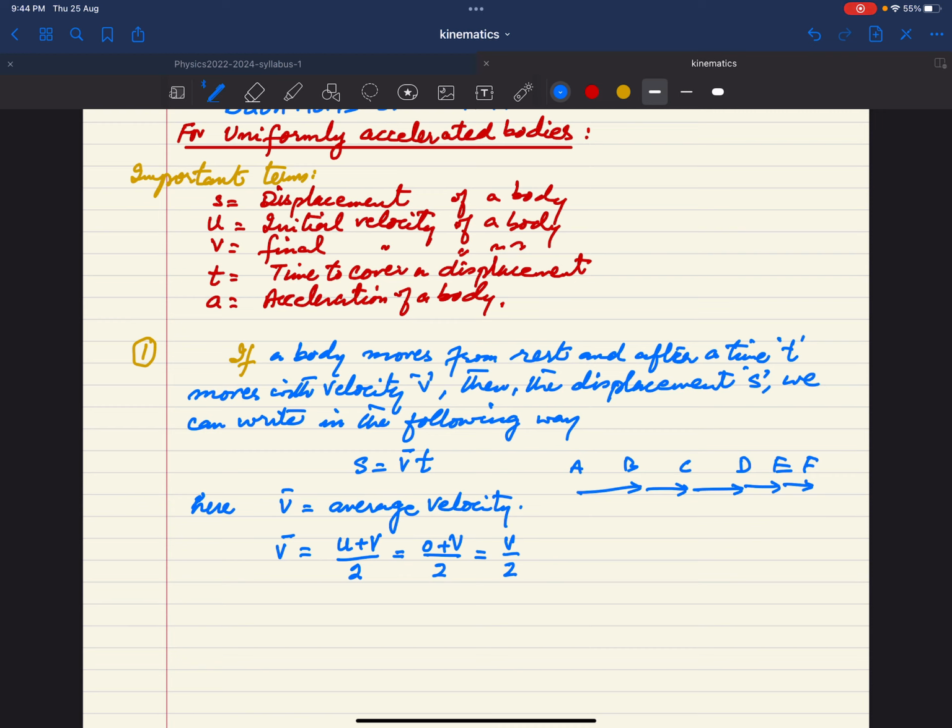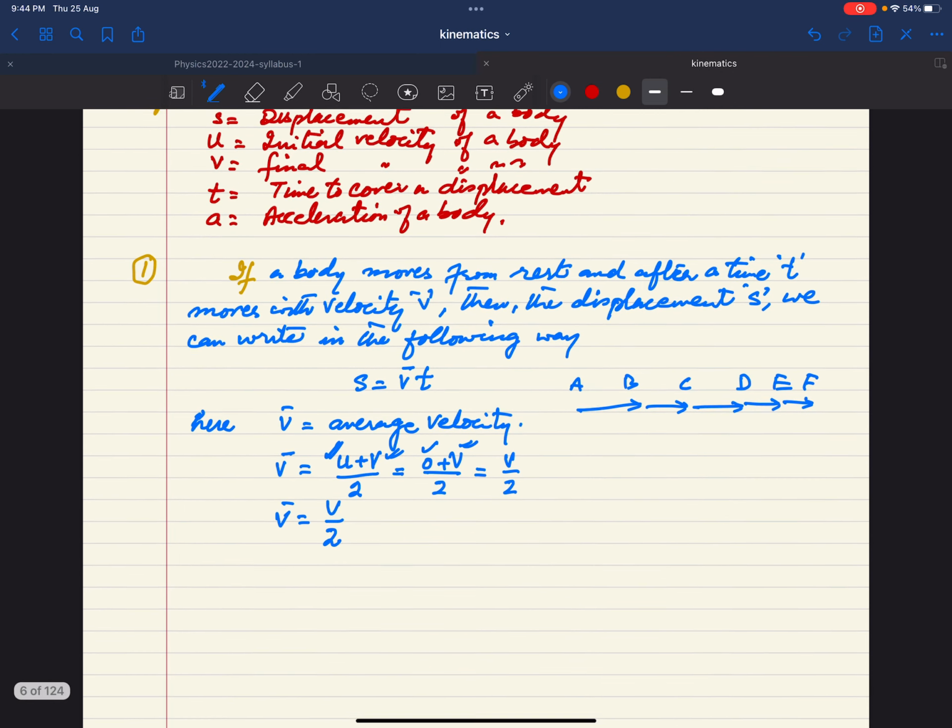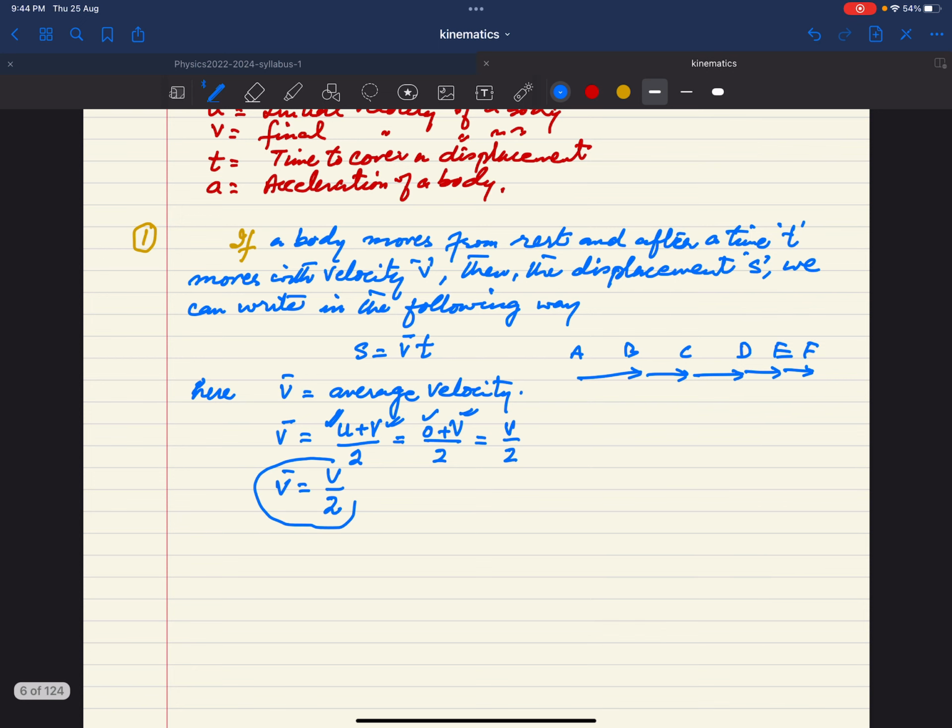So always remember, this is a technique where we consider the initial velocity as zero, and the final velocity whatever value we have. So average velocity you can find in this way: v bar is equal to v divided by 2, that is, final velocity divided by 2. When you discuss the graphs, this is a very important concept, and you will see how we represent this in the form of the graph. So for the time being, this is your equation 1, and we are starting from this basic equation.